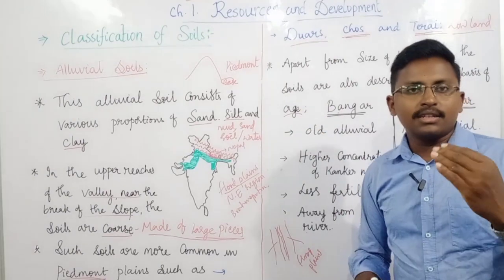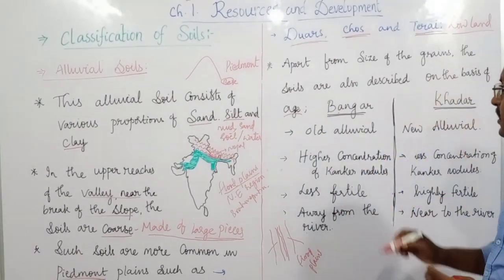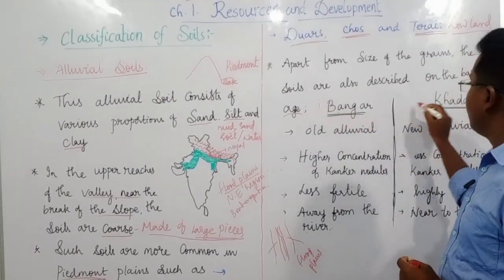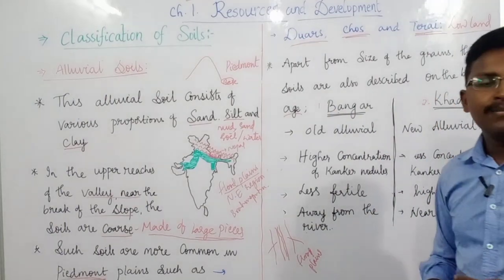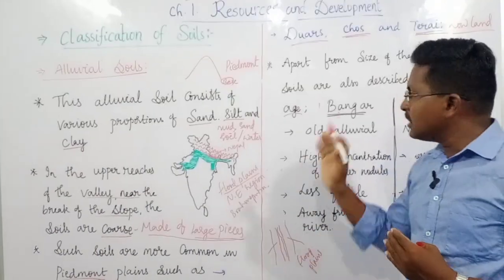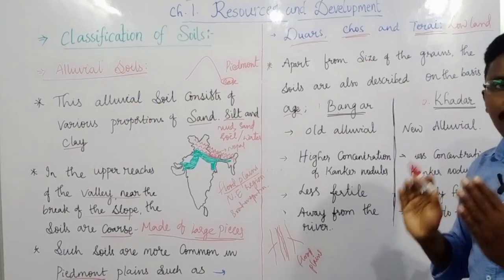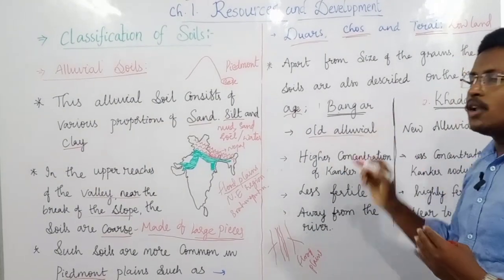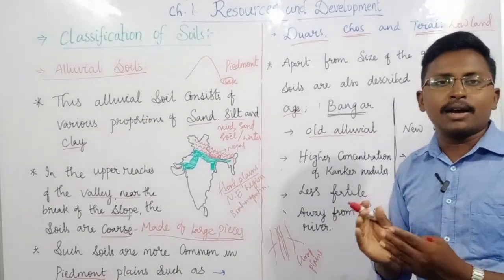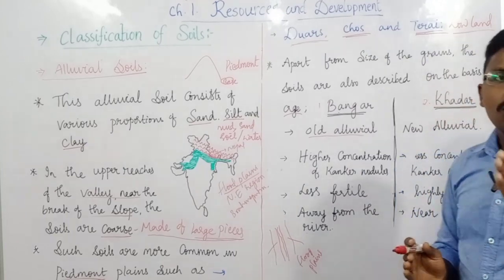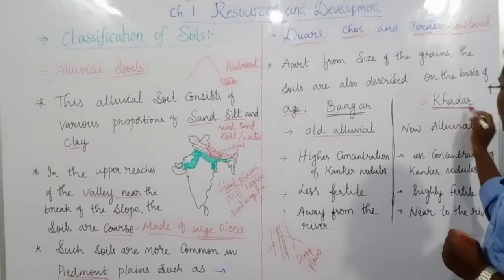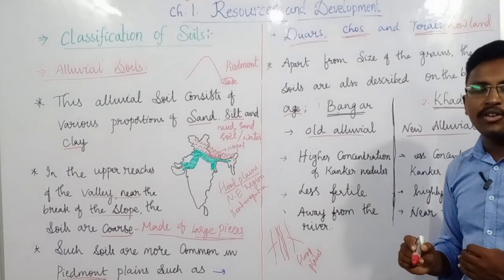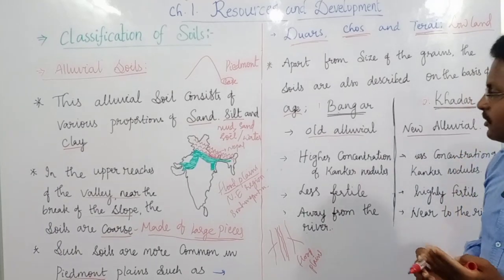Not only based on these factors, the alluvial soil is also classified on the basis of age, into two different types. One is Bangar, the second one is Khadar. What are the differences between Bangar and Khadar? Bangar means old alluvial soil. The other name of Bangar is old alluvial soil. Then Khadar means new alluvial soil, very newly formed alluvial soil.